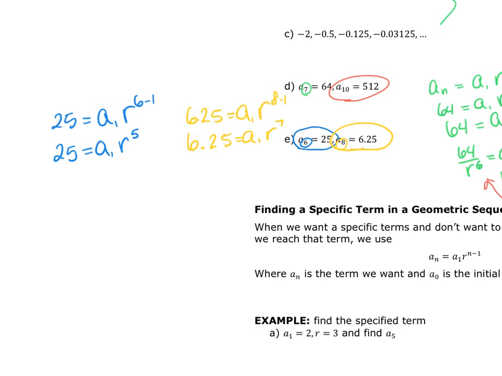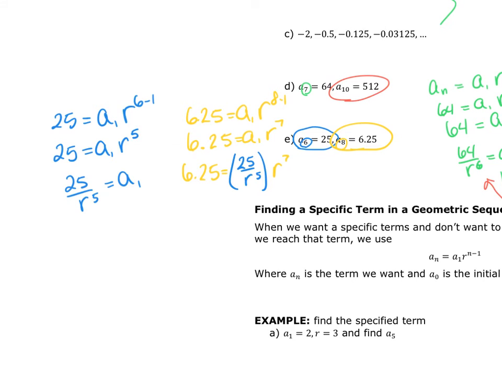Again, I'm going to take one and solve for a sub 1 so I can put it in the other. So I'll do it the other way still. I want to stay with positive exponents. I don't want to mess with negative, so I'll go ahead and solve for a sub 1 with the one that has the smaller exponent. So 25 r raised to the 5th is equal to a sub 1, and it's no other reason, I just don't feel like messing with negative exponents. 6.25 is equal to, my replacement for a sub 1 is 25 over r to the 5th. And then I have the r raised to the 7th.